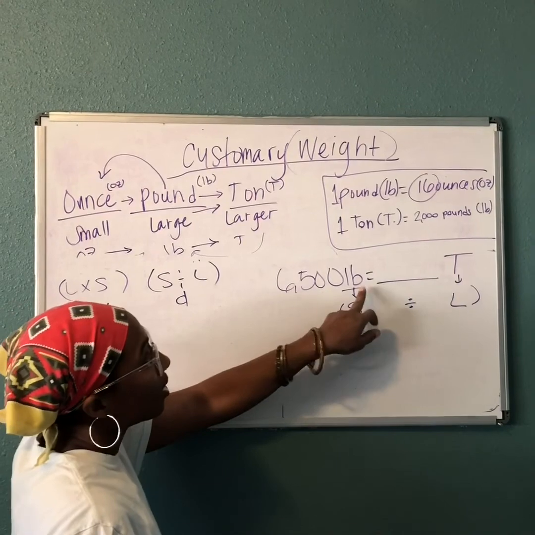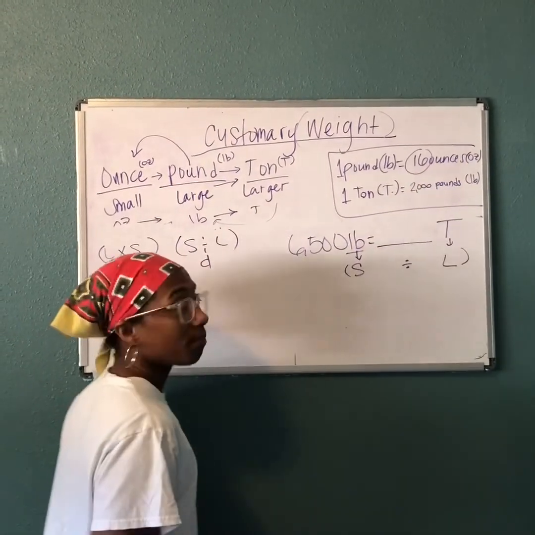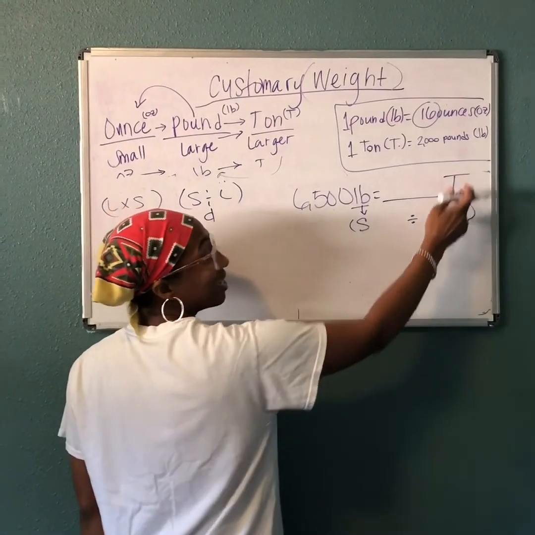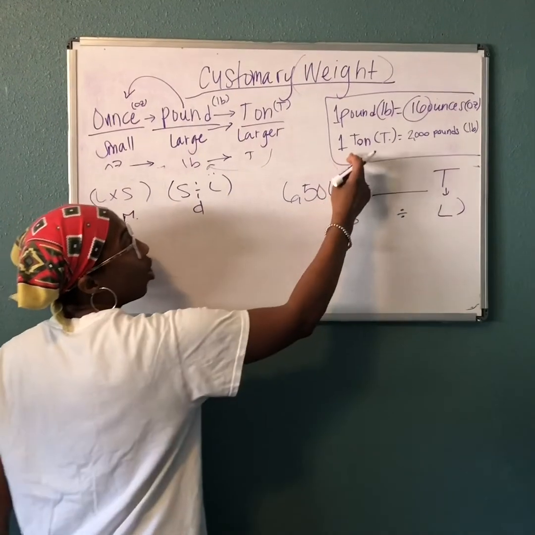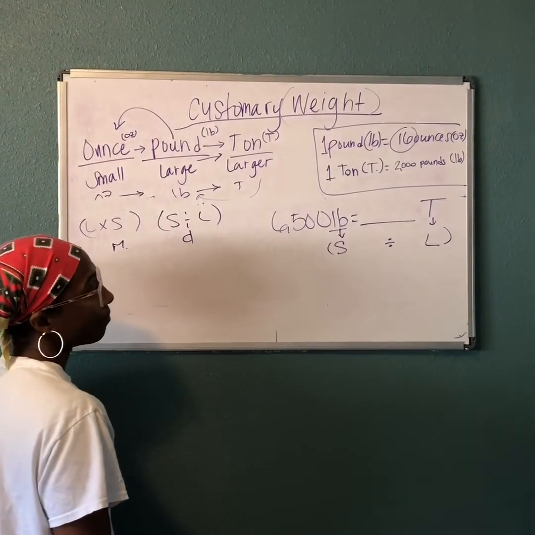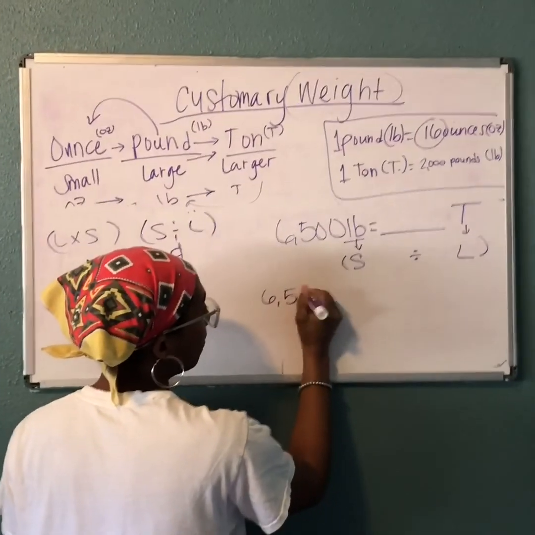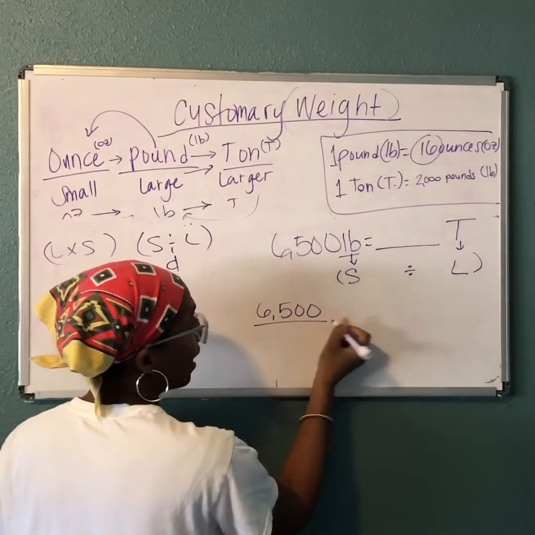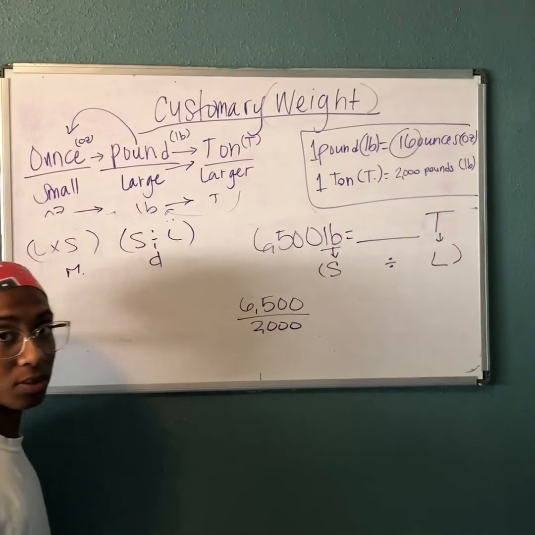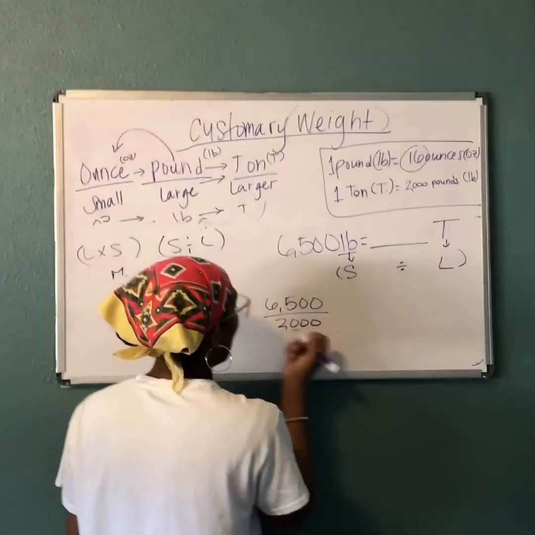So let's look at the pounds. 1 pound equals 16 ounces, right? But are we talking about ounces? No, we're talking about tons. So let's go to the tons. 1 ton equals 2,000 pounds. So now we have to do 6,500 divided by 2,000 pounds. Okay? So let's see, how can we divide that?